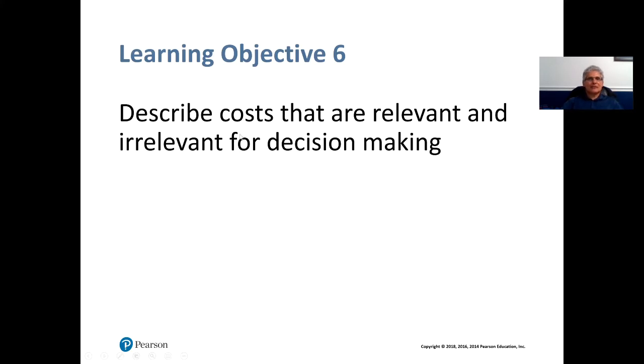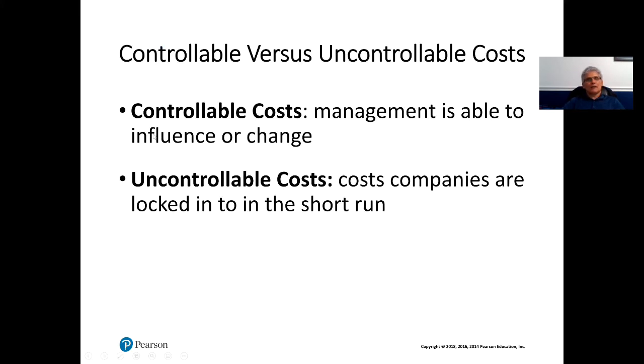Objective 6, describe costs that are relevant and irrelevant for decision making. 2 more terms we want to understand and study a bit and make sure you have that understanding, because that will be very helpful for your quizzes, for your homework, and for the exams. Controllable versus uncontrollable costs. Controllable costs are costs that management is able to influence or change.